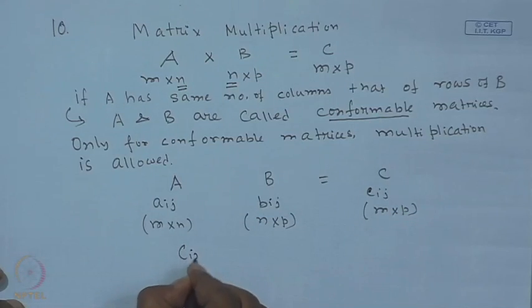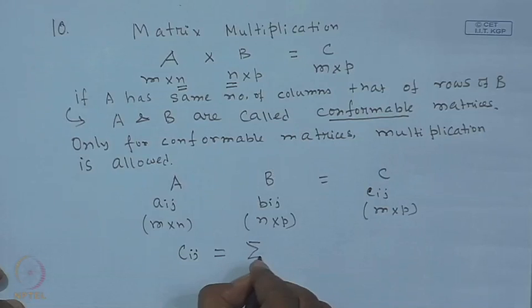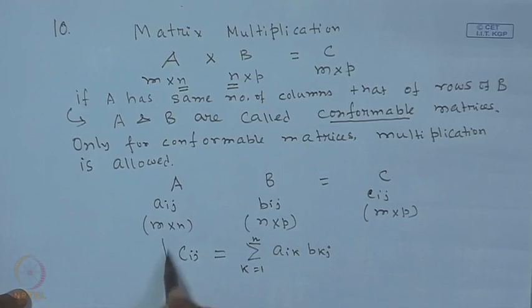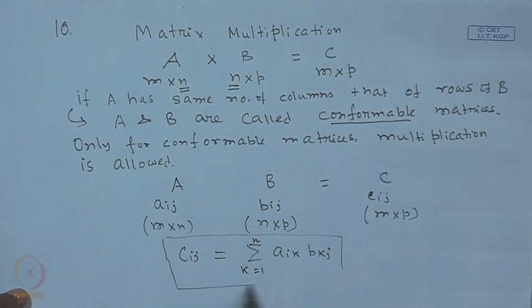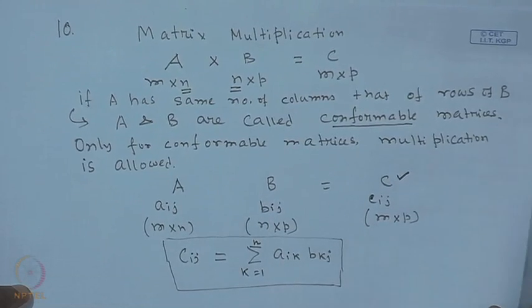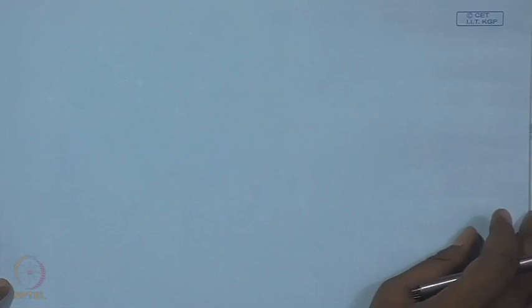So, C i j can be expressed as the summation of A i k multiplied by B k j, where k is equal to 1 to n. By following this rule, one can get the elements of the product matrix of the corresponding conformable matrices. Okay. Then we talk about inverse of a matrix.